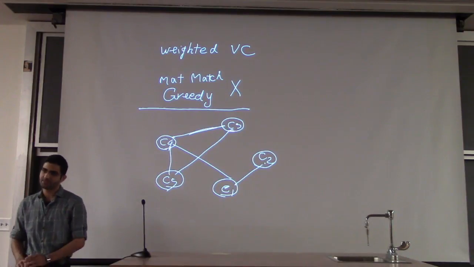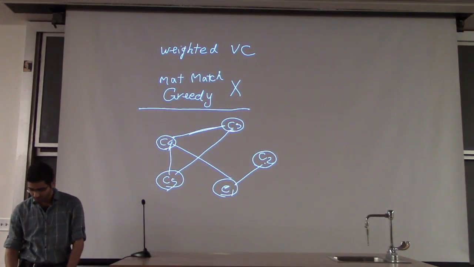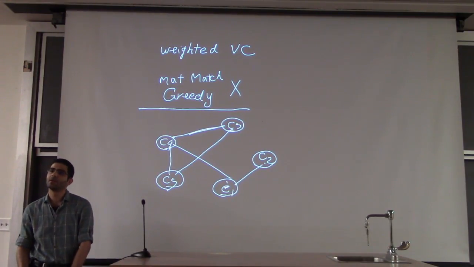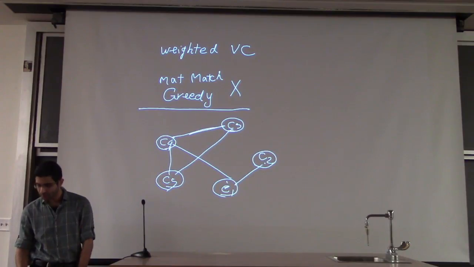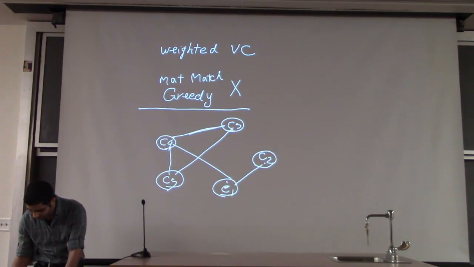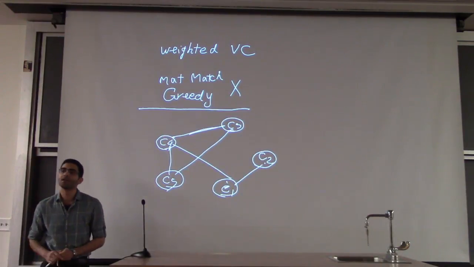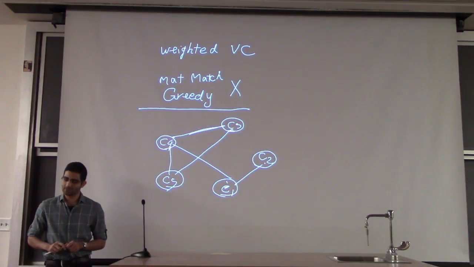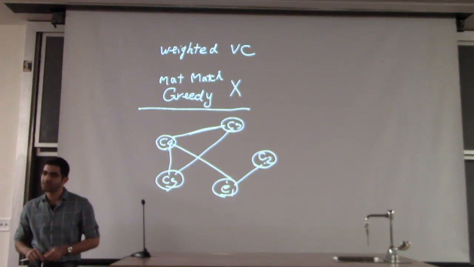So as you can see, it's a weighted vertex cover. We have some nodes, and each node has some weights on it. We have some edges connecting them, and for each edge, one of the endpoints should be in the set. And we want to minimize the cost of constructing all of the gas stations.